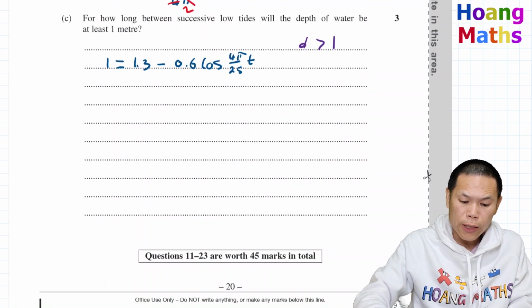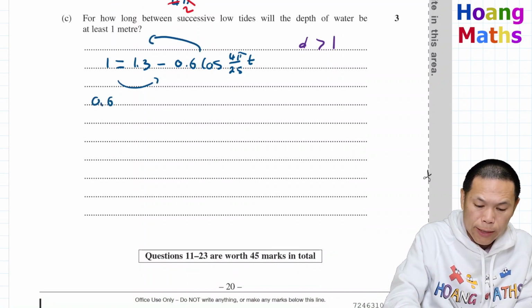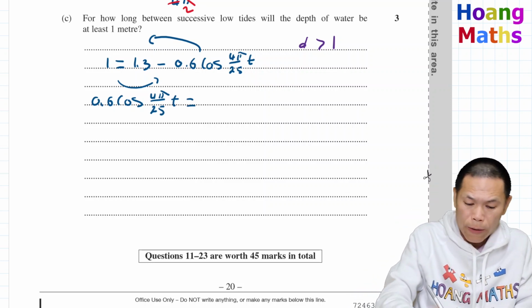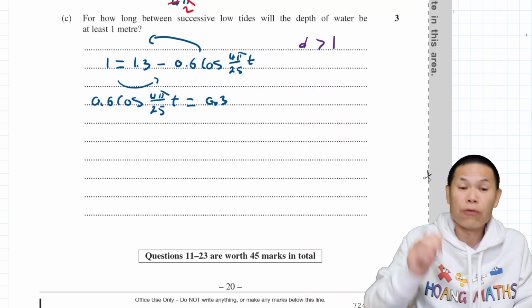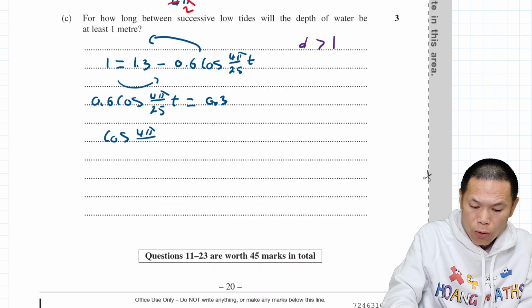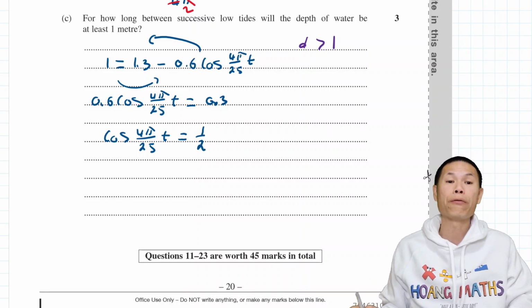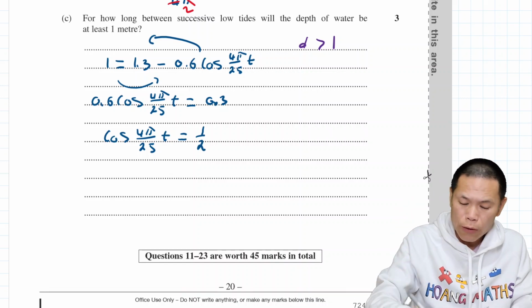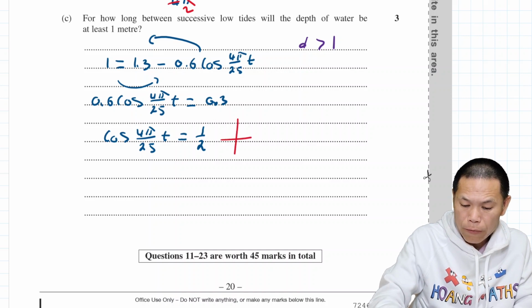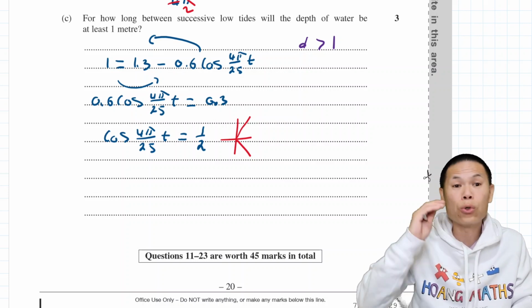Now to solve this, I move this to this side and that to that side. So 0.6 cos of 4 pi over 25t is equal to 1.3 minus 1, which is 0.3. And we divide by 0.6 on both sides. So cos of 4 pi over 25t is equal to a half, 0.5. But we know that cos is positive, so it must be in the first and the fourth quadrant. And the inverse cos of a half is equal to 60 degrees.